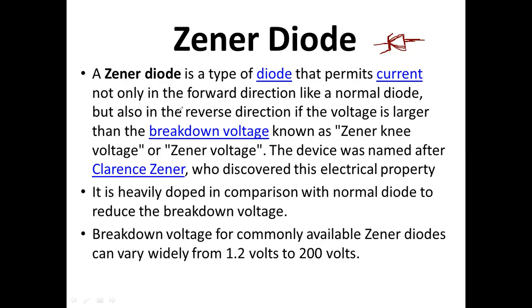A Zener diode is a type of diode that permits current not only in the forward direction like a normal diode, but also in the reverse direction, if the voltage is larger than the breakdown voltage. You know the breakdown voltage; if the voltage is more than that, in that situation the current will suddenly increase.